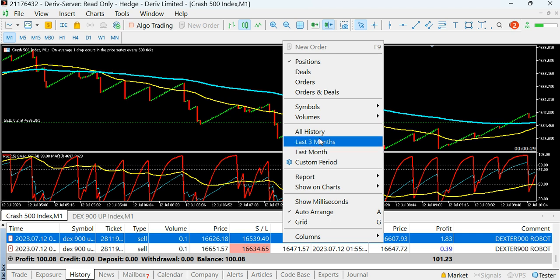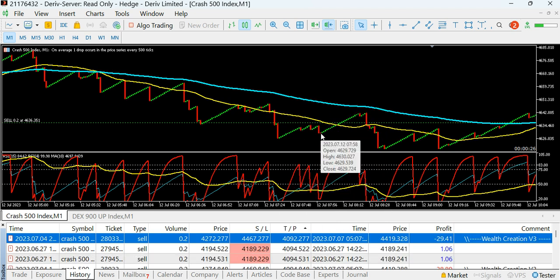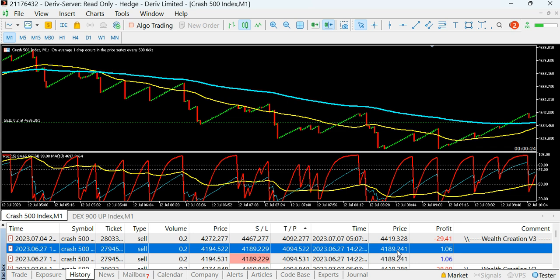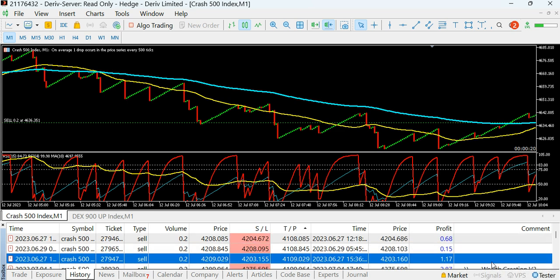all the trade history, you click on all history, and you will see now there's Wealth Creator 3, and there will be some TTs in between. I will see if I can quickly get a TT for you. By the way, you can sort it by comment if you want to. So the blanks will all be V2s.